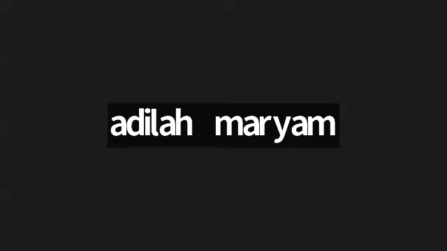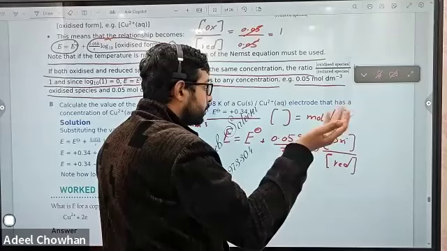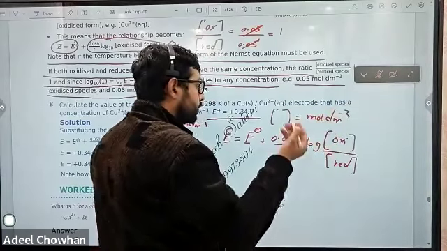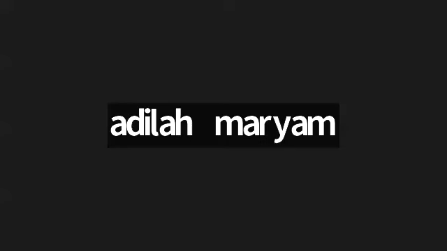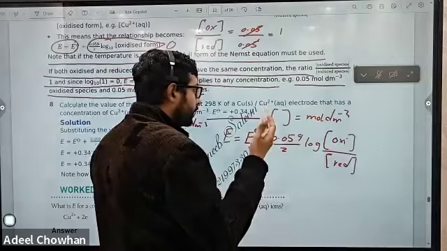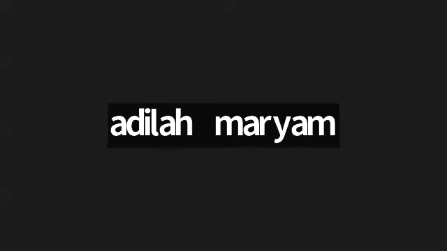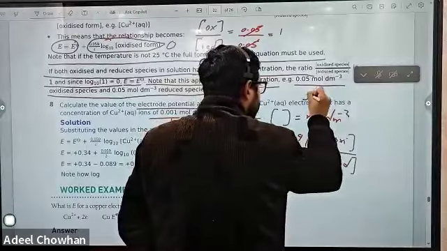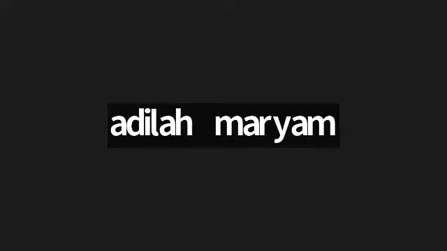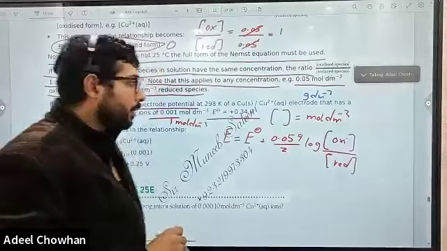Can you tell me any other unit for the concentration? Kilomoles? No, kilojoules. That's the unit of energy. Oh, okay. It's gram per dm cube. Okay. Gram per dm cube.